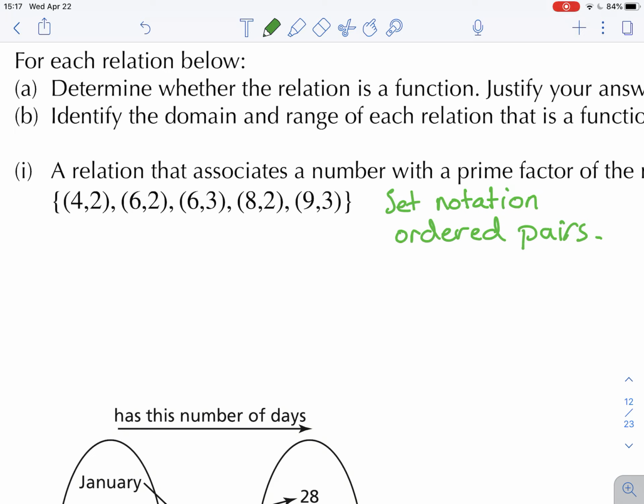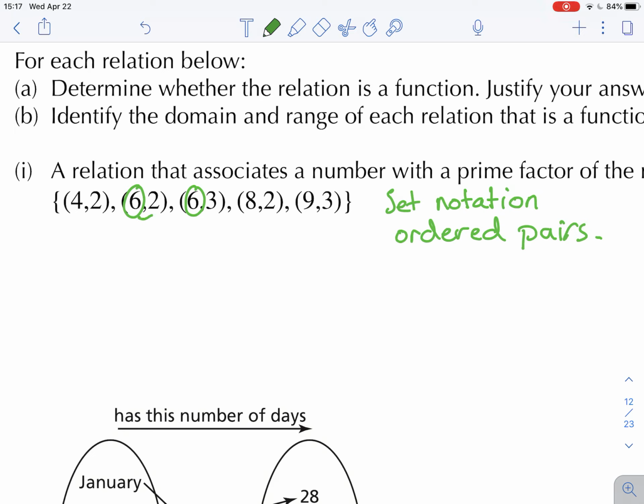Is it many-to-one? Well, 4 goes to 2. Also 6 goes to 2, so that is many-to-one. 8 goes to 2. There's 3 domain items going to 1 range item. 6 goes to 3 and 9 goes to 3. So yes, it is many-to-one.